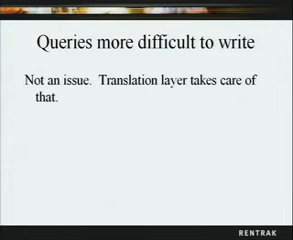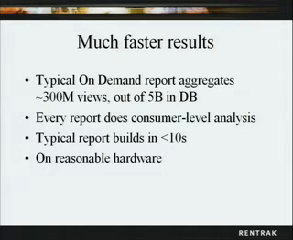And the results are absolutely fantastic on this. What we've seen, on OnDemand in particular, is that when the average user runs a report, they aggregate the data over 300 million different views out of our 5 billion different view database. And every single one of these reports that they run does some sort of consumer level analysis. Even if it's something as simple as counting the number of different people that did something, they all have to touch the individual consumer level data. Our typical report builds significantly faster than 10 seconds. By significantly faster, I mean probably like 7 seconds.